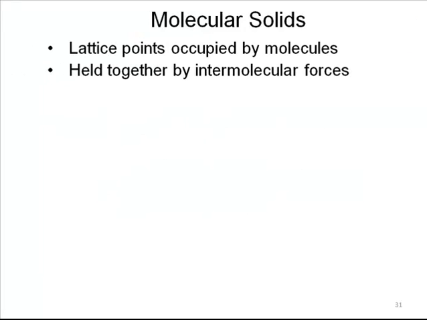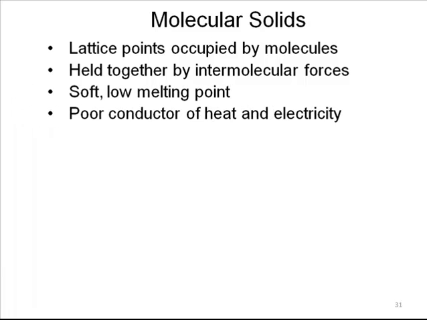All right, the next area we're looking at is molecular solids. The lattice points are occupied by molecules that are held together by intermolecular forces. So this is like ice, water, for example. They tend to be very soft and have low melting points. They're poor conductors of heat and electricity. Carbon dioxide, water, benzene, sugar are all examples of molecular solids.